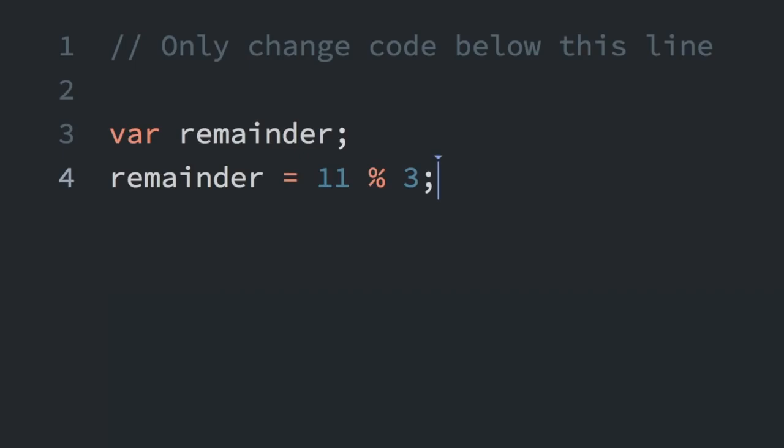The remainder operator is often used to determine if a number is even or odd. If you can divide a number by 2 and the remainder is 0, that means the number is even.